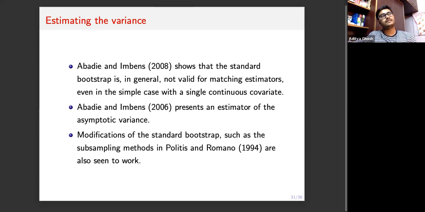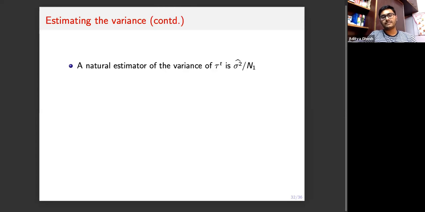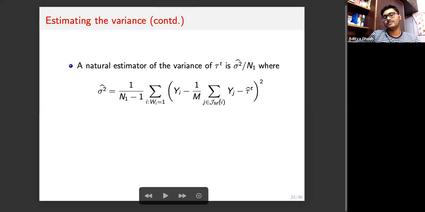Another thing is that if you have the problem on the treated only, then we can have another estimator, which is actually a very natural estimator. That is sigma hat square by n1, where sigma hat square looks something like this. As you can see, this is very intuitive, right? We are estimating tau hat t. Sorry, here is another typo. It should be tau hat t. So tau hat t is simply the average of these quantities, and we can estimate their variance using this estimator.